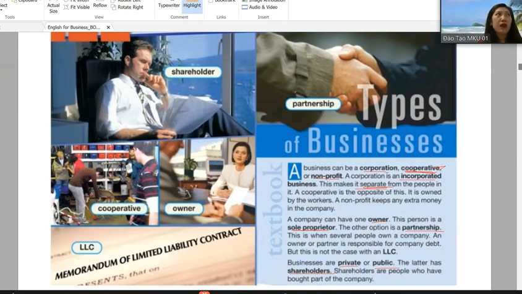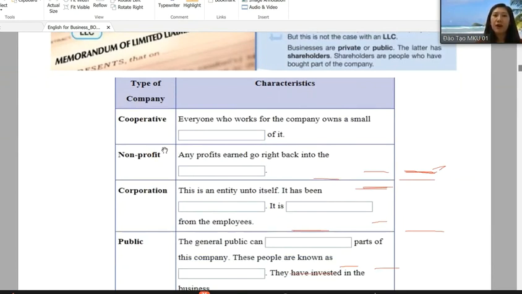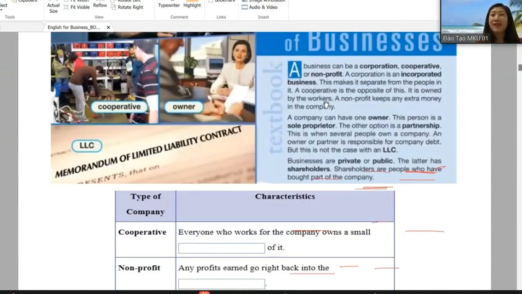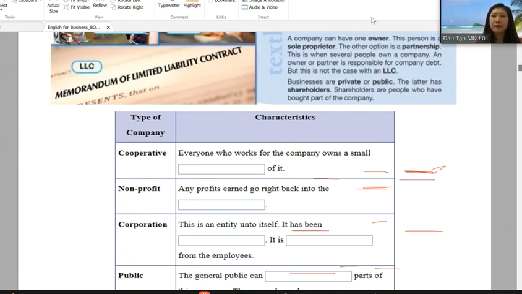So it will help you to listen and write out the word easily for exercise number 5 and number 6. And now we will move to exercise number 2. Here I have some types of companies. We have 4 types of companies: cooperative, non-profit, corporation, and public, and their characteristics. Now you will, based on this passage, get the information and then fill in the blank with the suitable words from the passage. Maybe 10 minutes for you.